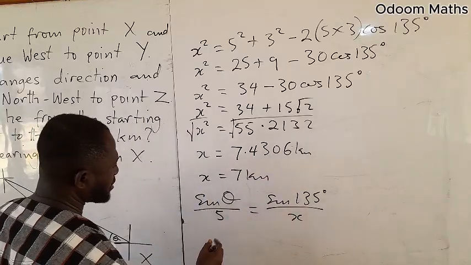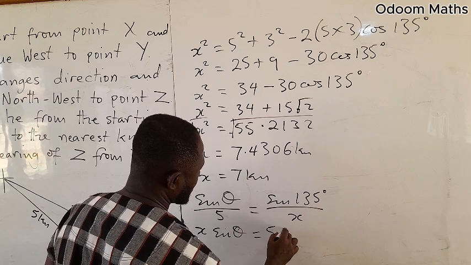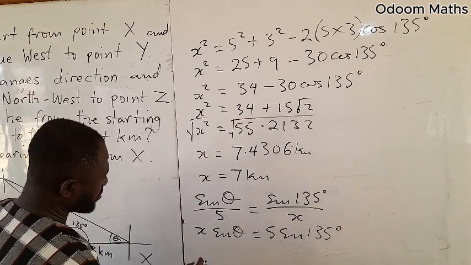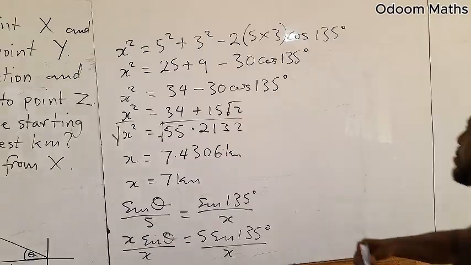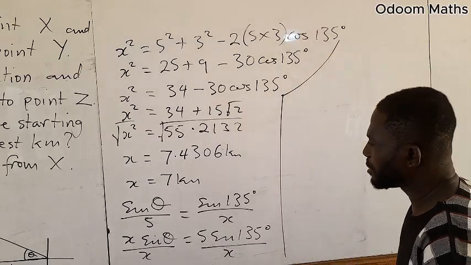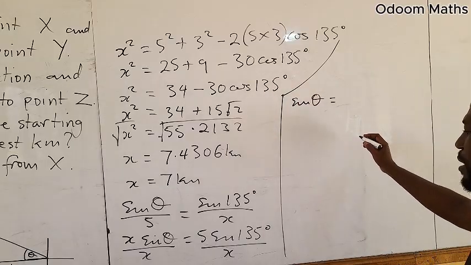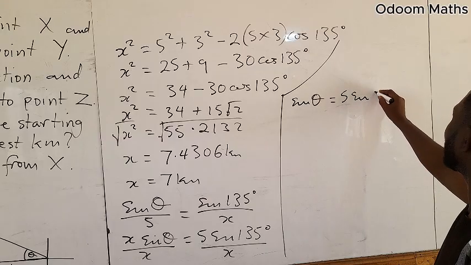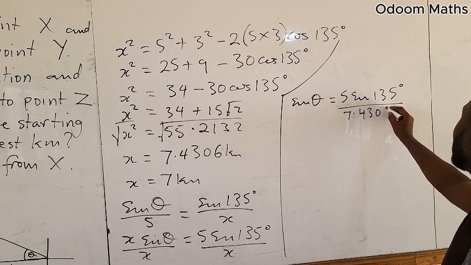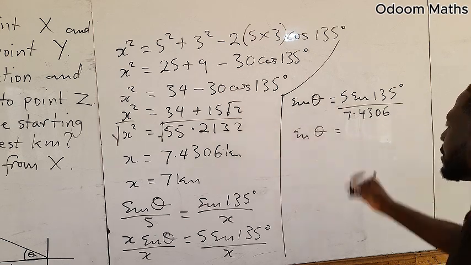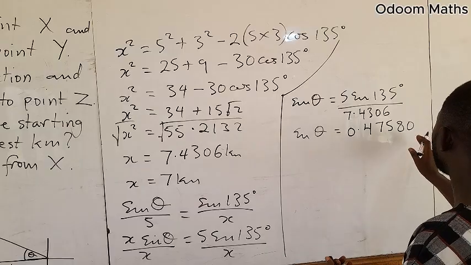So cross multiplication, this is x sine theta, which is equal to 5 sine 135 degrees. Then you divide both sides by x. So x will take care of this x, and then we have sine theta being equal to 5 sine 135 over x, and x is this figure, 7.4306. So sine theta becomes 0.4758.